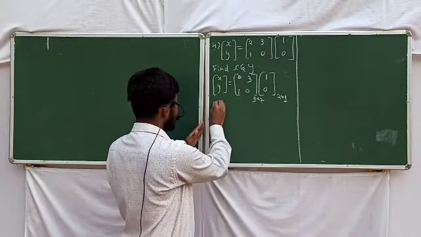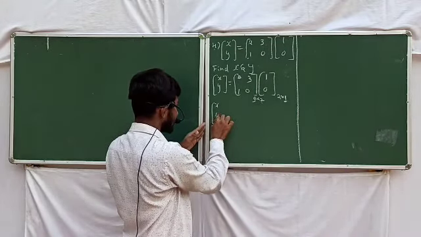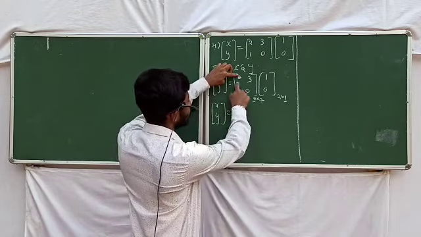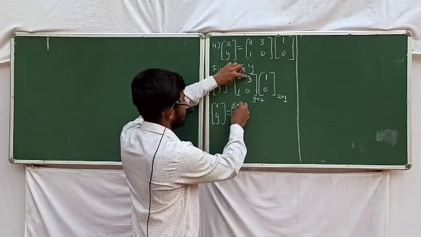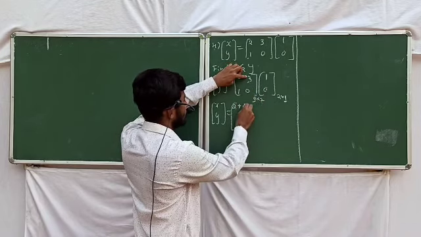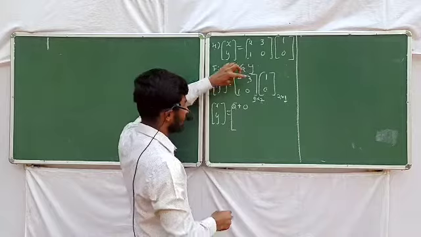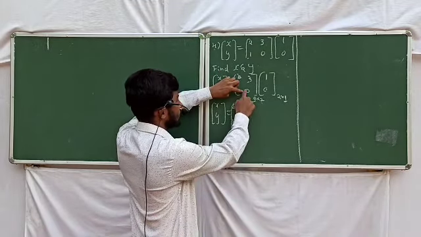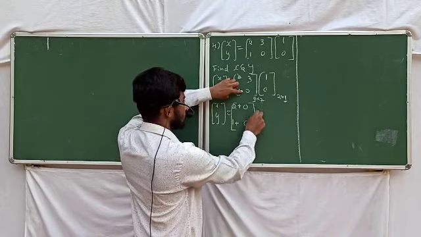On the left hand side [x; y] is there, equal to, multiply this matrix: 2 into 1 is equal to 2, plus 3 into 0 is equal to 0. Next, 1 into 1 is equal to 1, plus 0 into 0 is equal to 0.